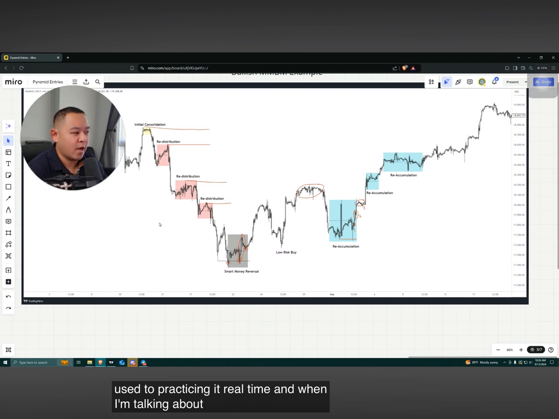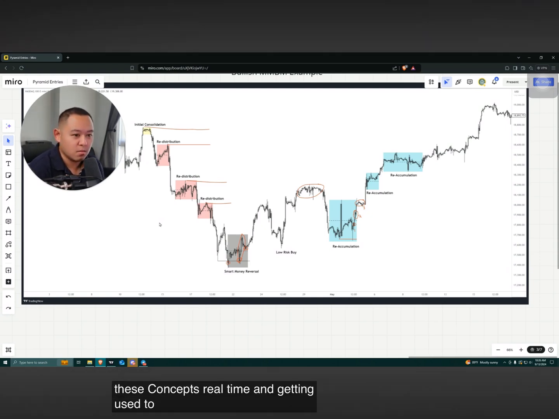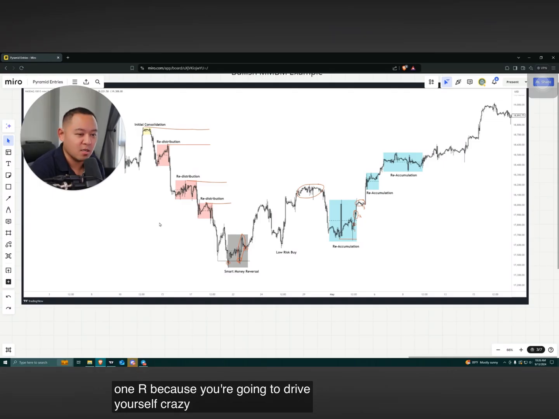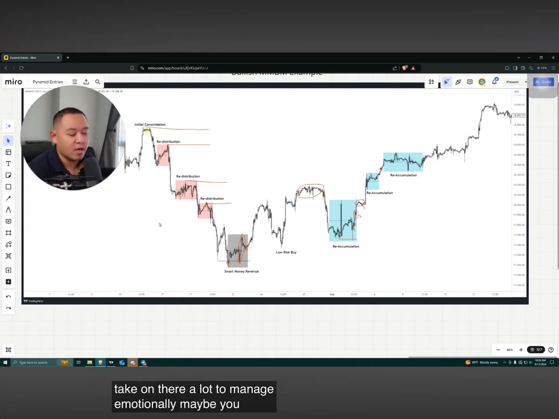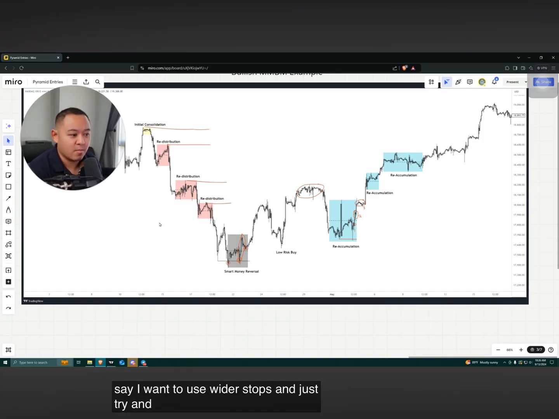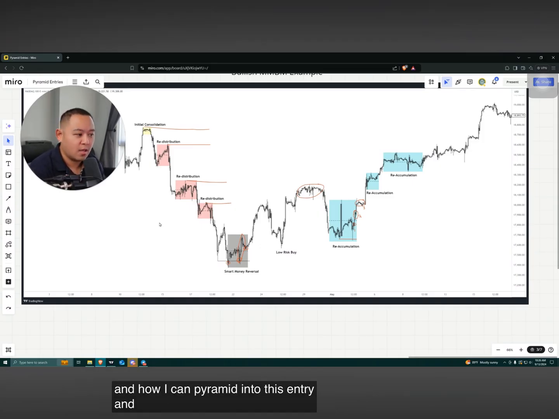And when I'm talking about practicing these concepts real time and getting used to making these adjustments to your trade management, start small. Don't start out and try and do 1R, 1R, 1R, 1R, because you're going to drive yourself crazy. There's a lot of risk to take on. There's a lot to manage emotionally. Maybe you want to just say, all right, I want to scale down and use wider stops and just try and predict this market maker model and how I can pyramid into this entry. And that's kind of how I learned.